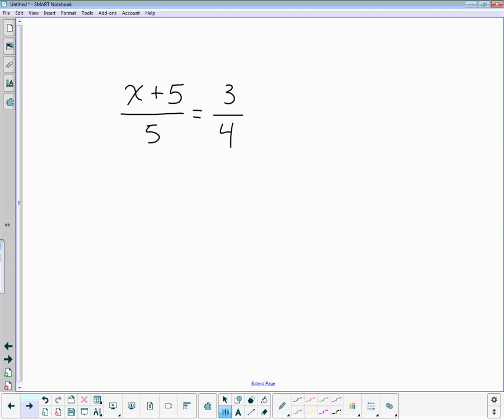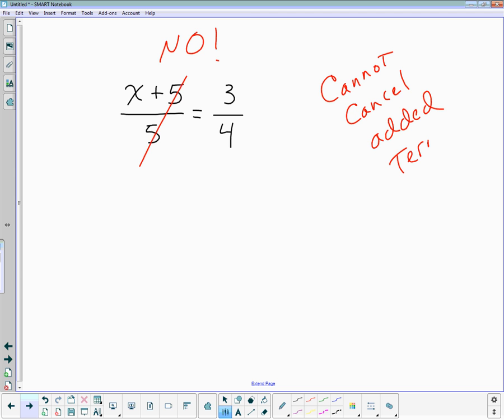All right. You cannot cancel added terms. This does not work. No. Cannot cancel added terms. Tattoo that to the inside of your eyelids. Cannot cancel added terms. You do not know how many times I see that happen. A small piece of my soul cries. Okay? No. Hmm? I almost just did that right now. Oh, goodness.